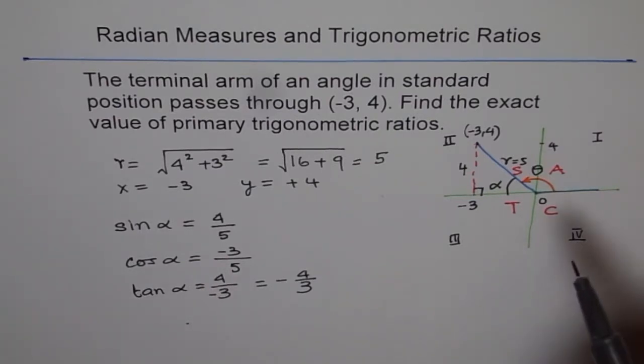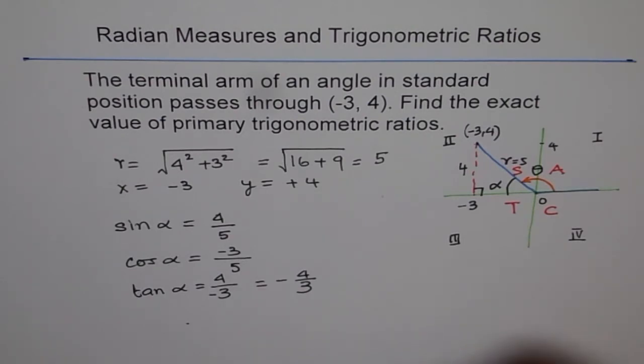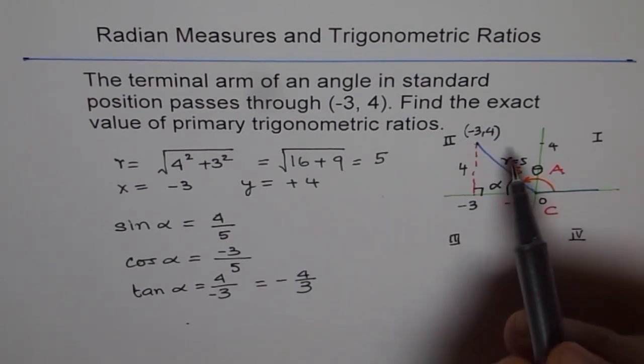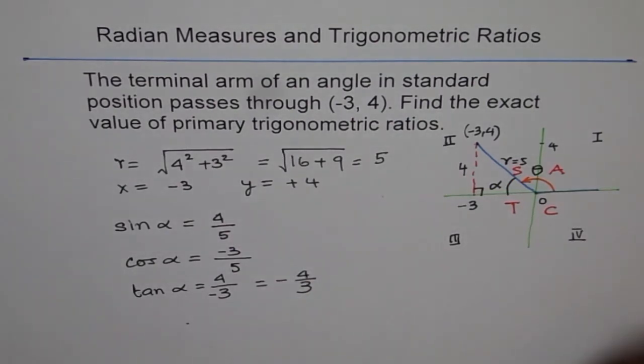And even before you start, you should know what you are expecting, at least the sign of all the trigonometric ratios. So when you are in quadrant 2, you should expect sine to be positive and the other two to be negative, so that you don't make this kind of mistake. Thank you.